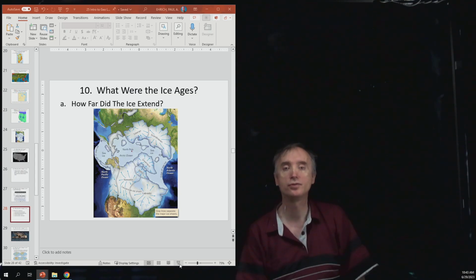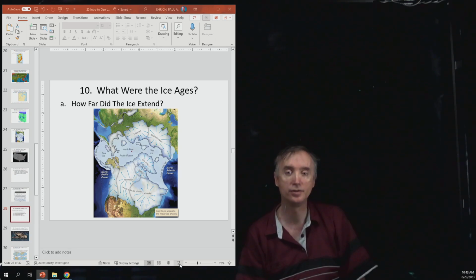Okay, now we want to talk about the ice ages. So first, how far down did the ice go? For purposes of the exam, remember that the ice extended as far south as the Missouri River in the state of Missouri. So that would have meant that states such as Minnesota and Michigan could have been covered by ice up to a depth of 1 mile.